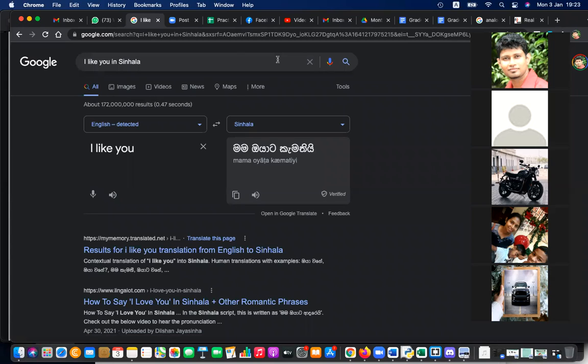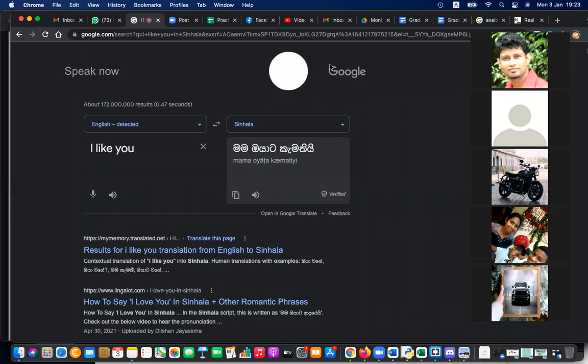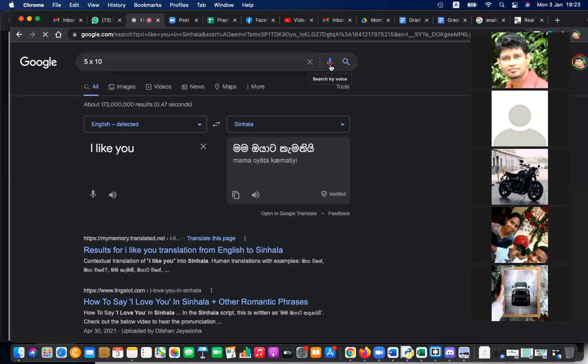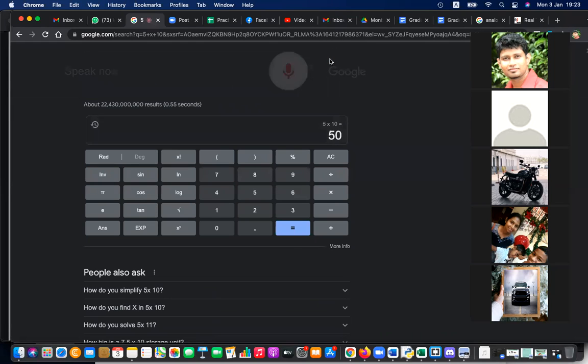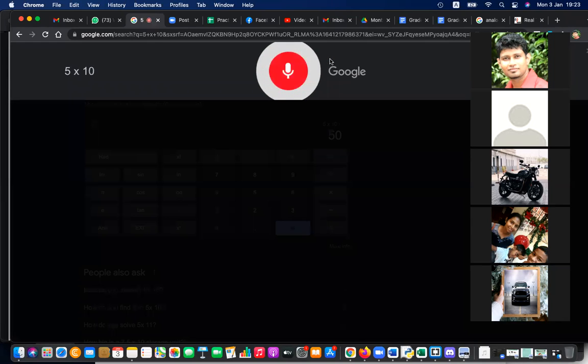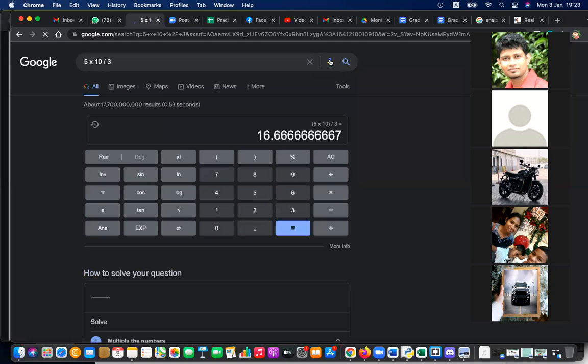Yeah, from the microphone we can tell. Yes, from the microphone you can speak, and you can get the translation, and it can even do calculations, right? See, 5 multiplied by 10. 5 by 10 is 50. It's calculating, right? 5 multiplied by 10 and divide by 3. The answer is approximately 16.666667. So it's intelligent, right? It can understand, it can do the calculations.